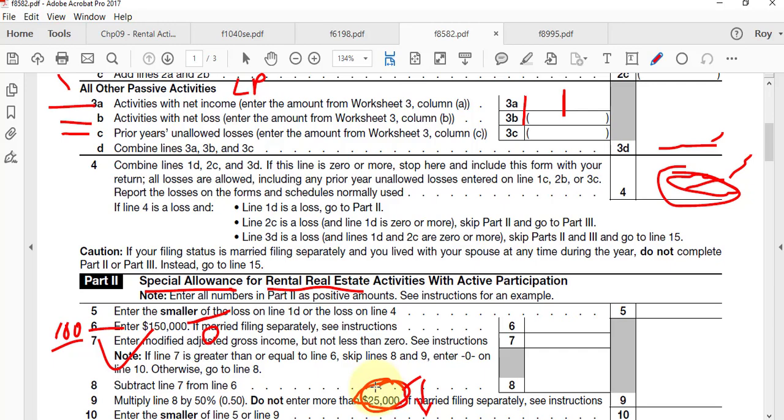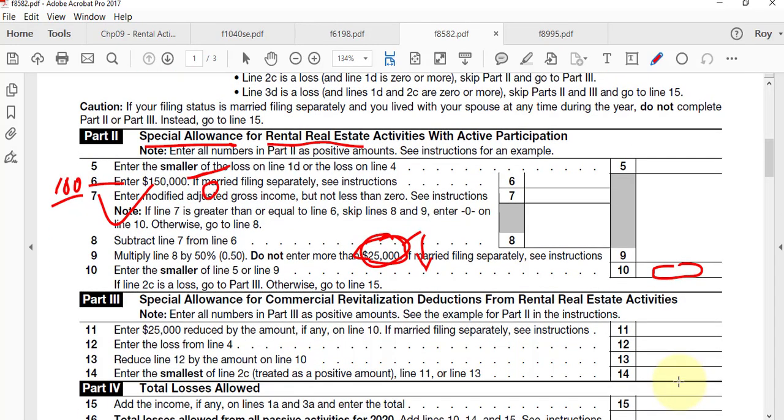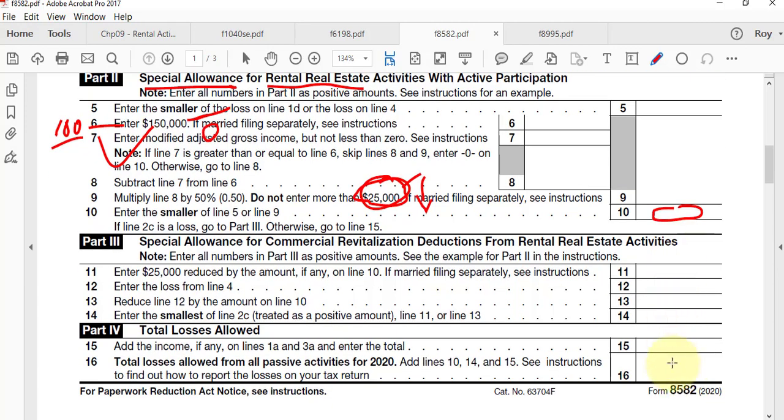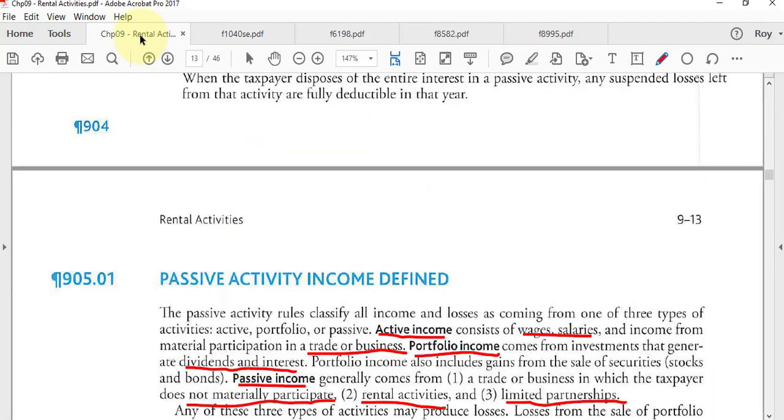So that's one of the limits here, figuring out the additional amount of rental real estate losses you can deduct. Eventually, totaling everything up over here, and then going back to the Schedule E and filling in here the amount of the deductible loss versus here the amount of the gross loss for the year. So let's take a look at an example in our textbook of how to calculate that passive loss limitation.